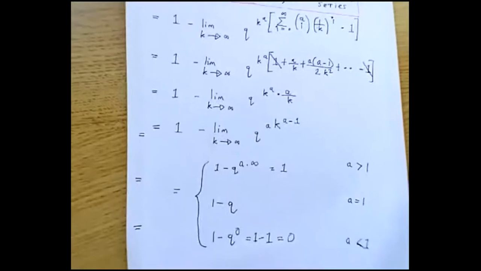So this is the limit, I don't know whether you got my argument. The limit will be different depending on whether a is greater than one or equal to one or less than one. So if a is greater than one, the limit is one. When a is equal to one, the limit is one minus q. And when a is less than one, the limit is zero. All right, you guys follow me or not?